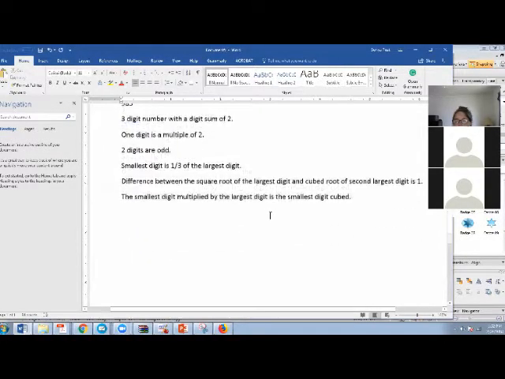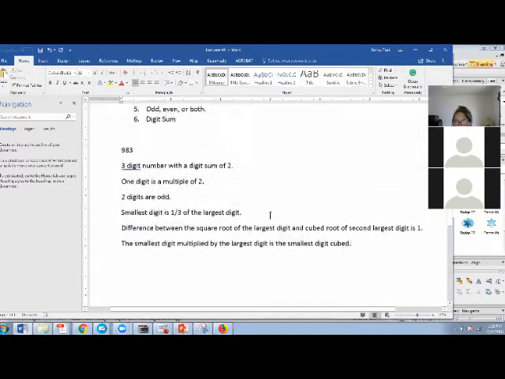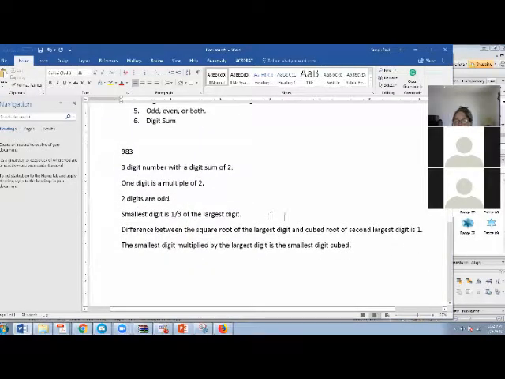So let's pick another one. Because this is basically the same as guess my train, only we have added another clue. I have another one. The largest number is the smallest number squared.